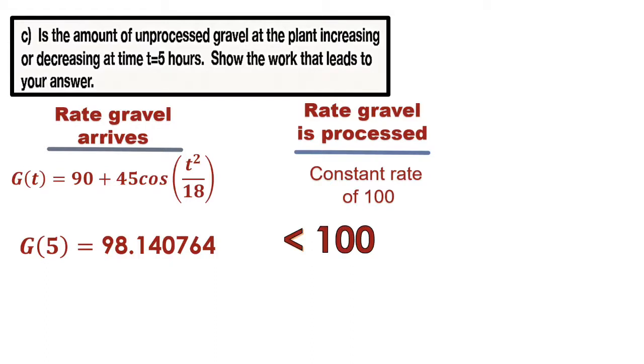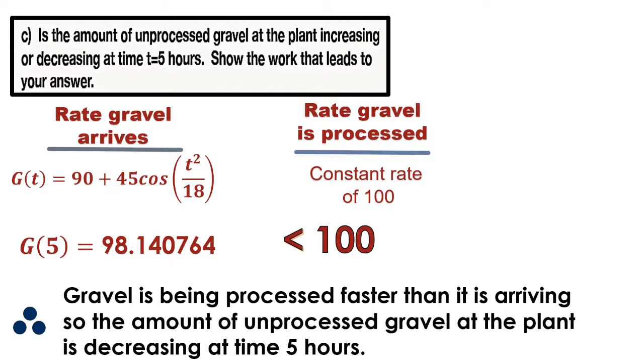So in other words, the plant is processing more than what is coming in. It's keeping up with the trucks that are delivering this gravel. So the gravel is being processed faster than it is arriving. So the amount of unprocessed gravel at the plant is decreasing at time 5 hours. That pile is getting smaller and smaller because it's processing faster than it's arriving.